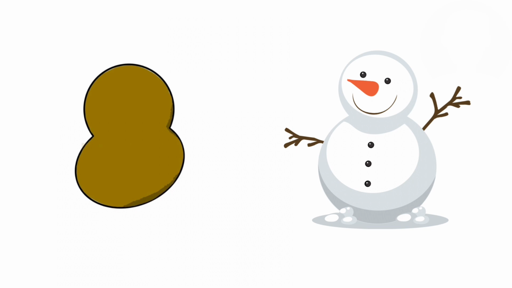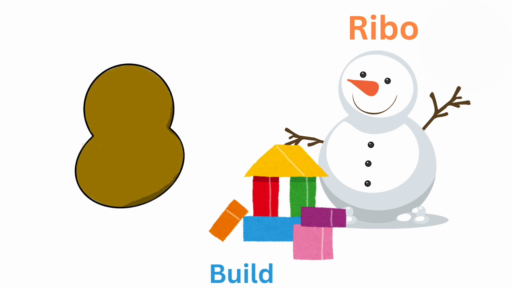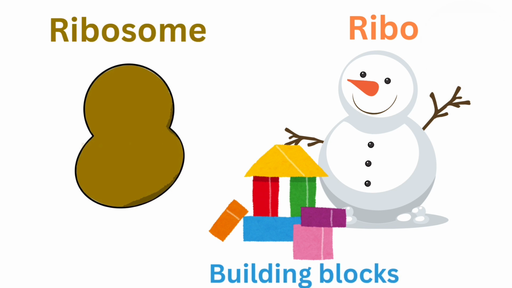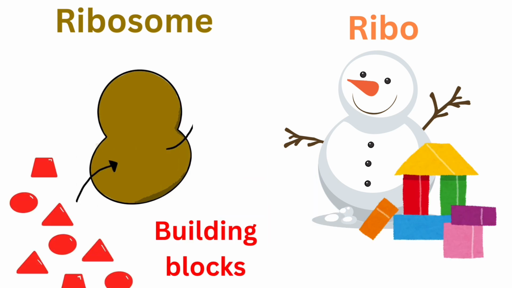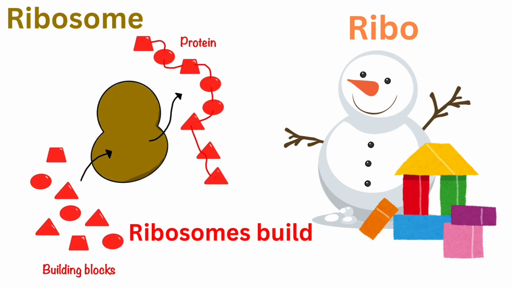The shape of ribosomes always reminds me of snowmen. So let's imagine a snowman and call him Ribo. Ribo likes to build things out of his building blocks. So our ribosome is a similar shape to Ribo. And just like Ribo, our ribosome takes in building blocks. But instead of building buildings, our ribosome builds proteins.